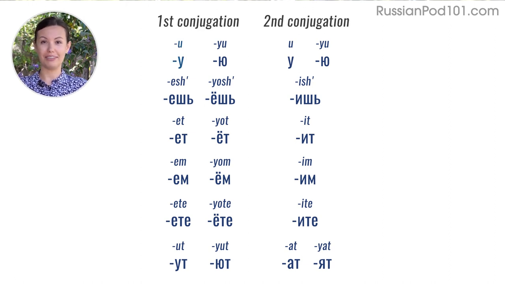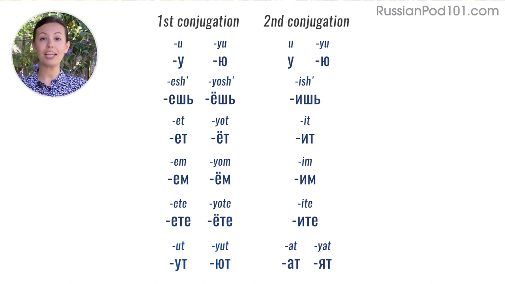First person singular – у-ю. Second person singular – ешь-ёшь. Third person singular – ет-ёт. First person plural – ем-ём. Second person plural – ете-ёте. Third person plural – ут-ют.